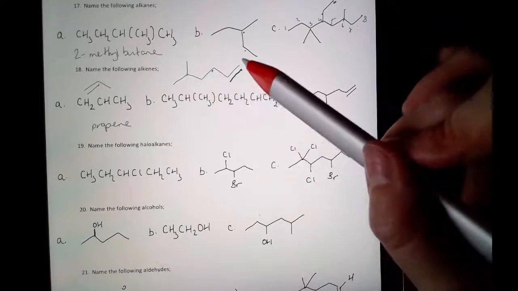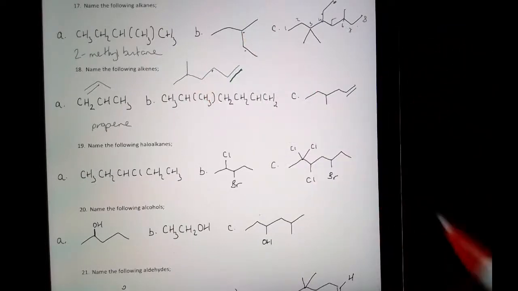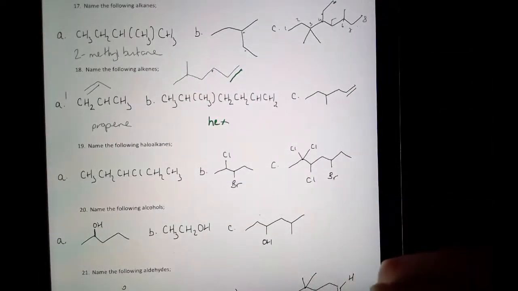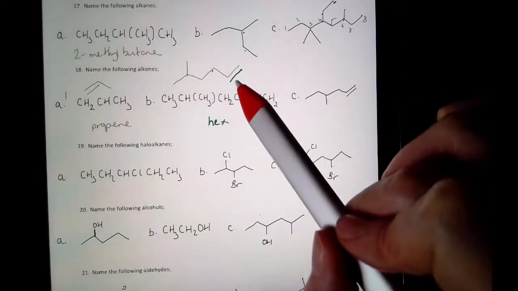All right. There's no other way. 1, 2, 3, 4, 5, 6. That's going to make it longer than 6. So it's going to be hex. And when I am numbering, I need to give the lowest possible number to the double bond. So yes, I've got a substituent, but the double bond takes priority.